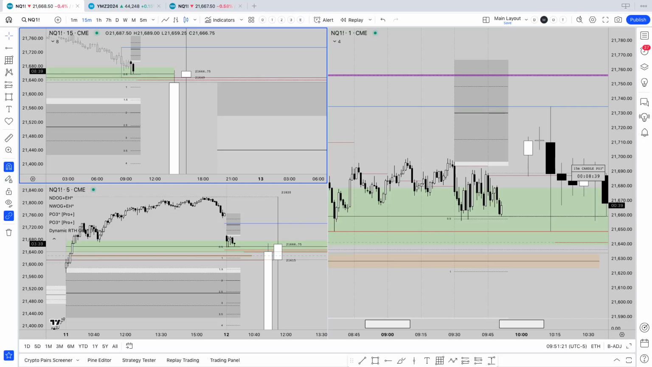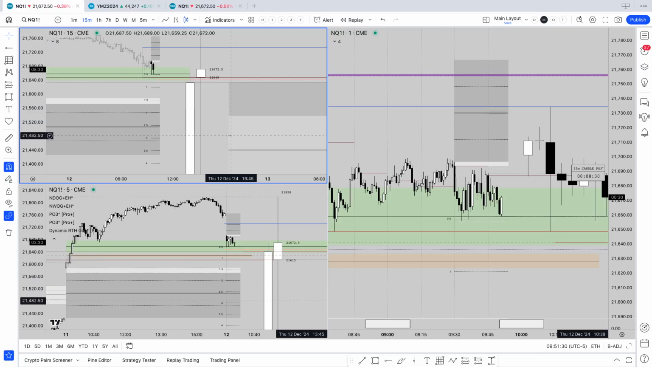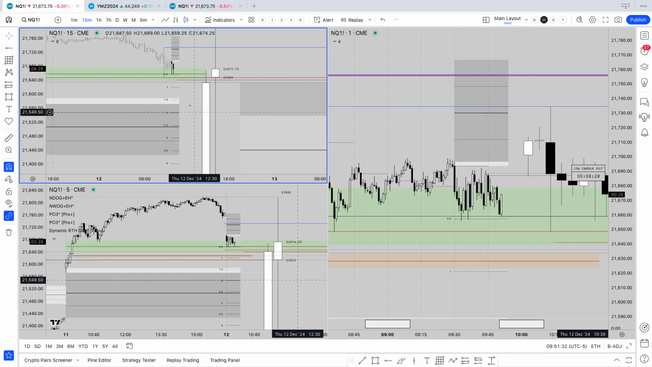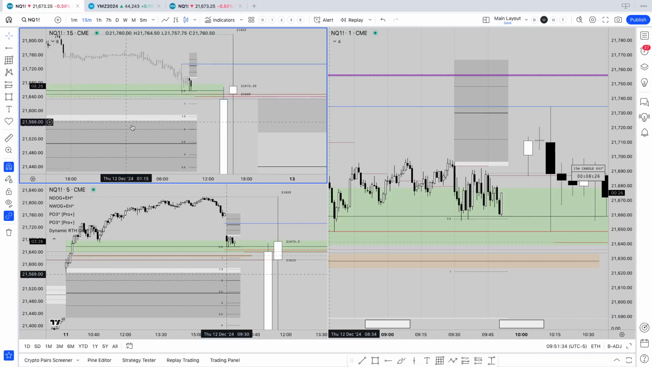When you say event horizon, which two gaps are you referring to? From that example, I'm mentioning today's gap and yesterday's.